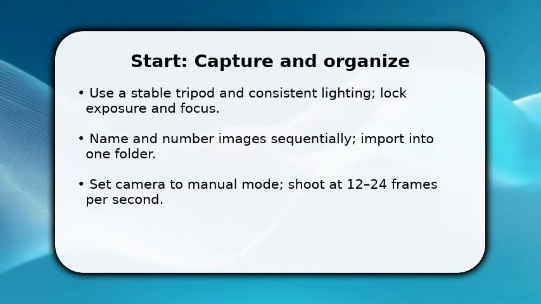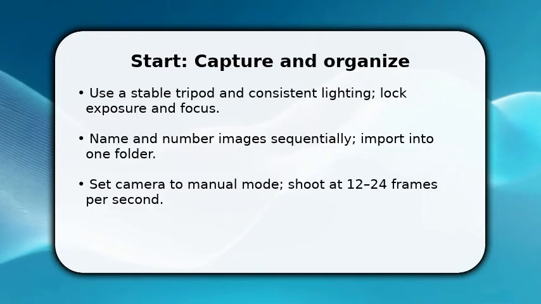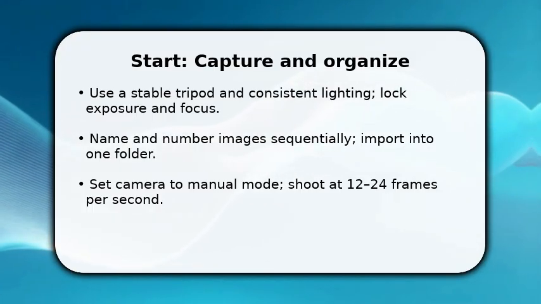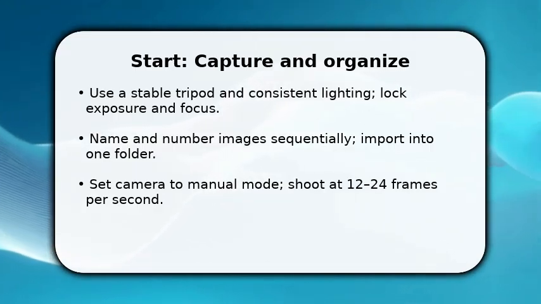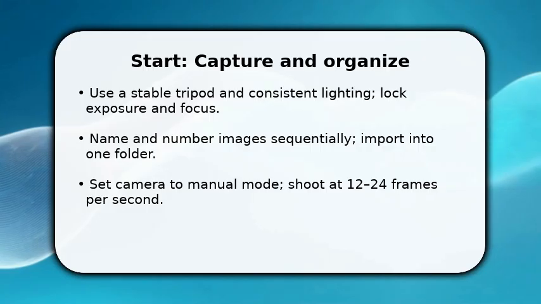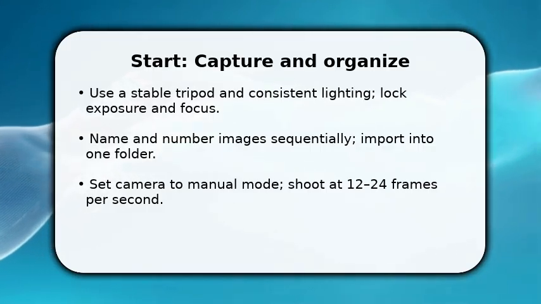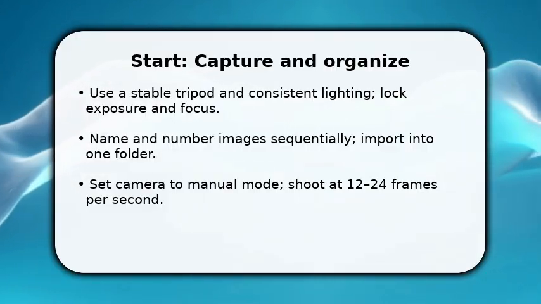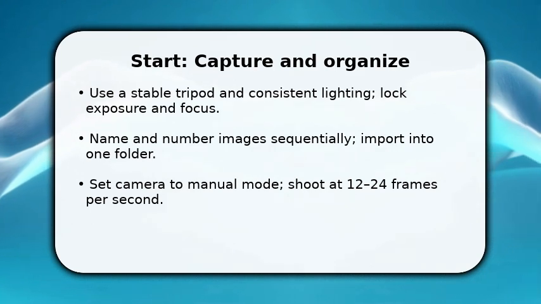You begin by shooting deliberately. Mount your camera or phone on a tripod and lock exposure and focus so frames match. Once done, transfer images to a single folder and name them sequentially so iMovie imports in order. Make sure to set your camera to manual or use an app that prevents auto adjustments. This avoids flicker between frames. You're creating a controlled image set. That consistency is what makes motion smooth, when each still becomes a frame in iMovie.